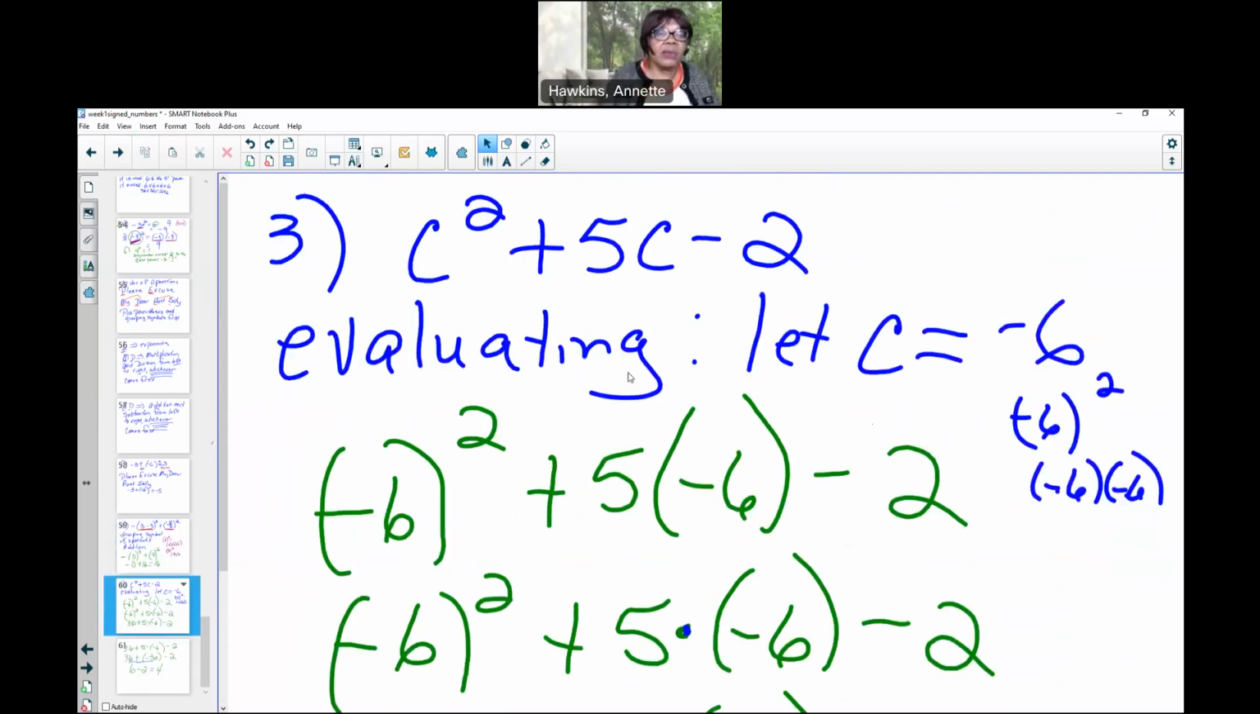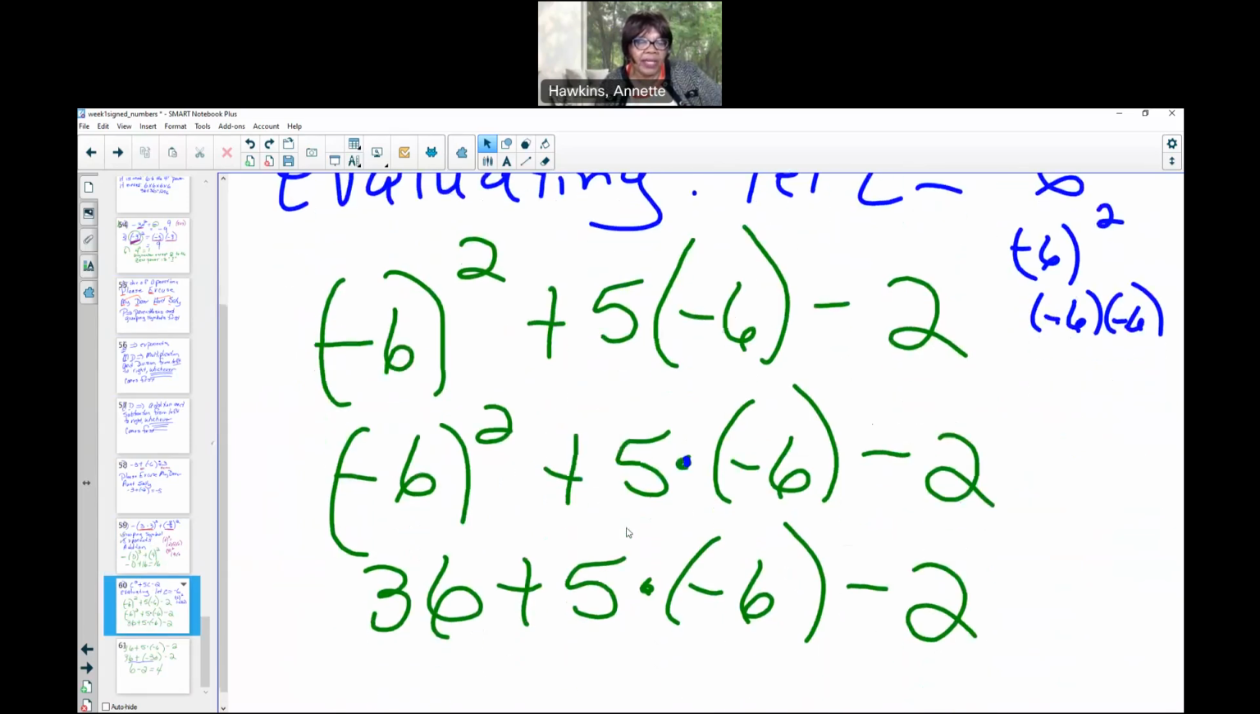All right, here we want to evaluate. Anytime you want to evaluate with letters, you always want to put parentheses. So it says, let C be negative 6. So I come here where C is, and I put parentheses, negative 6 squared plus 5, and I put parentheses here, negative 6. And then I use order of operations.